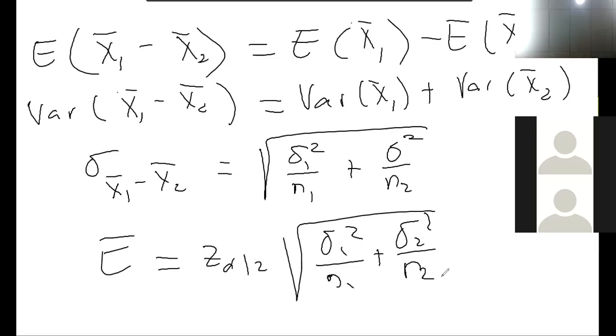So we are also going to say if the sigmas are known, we use the z distribution as we are doing now. If the sigmas are unknown, we use the t distribution with degrees of freedom.